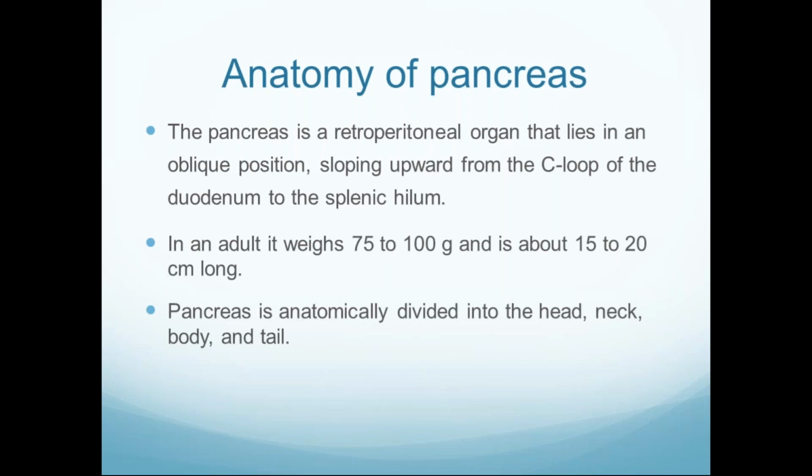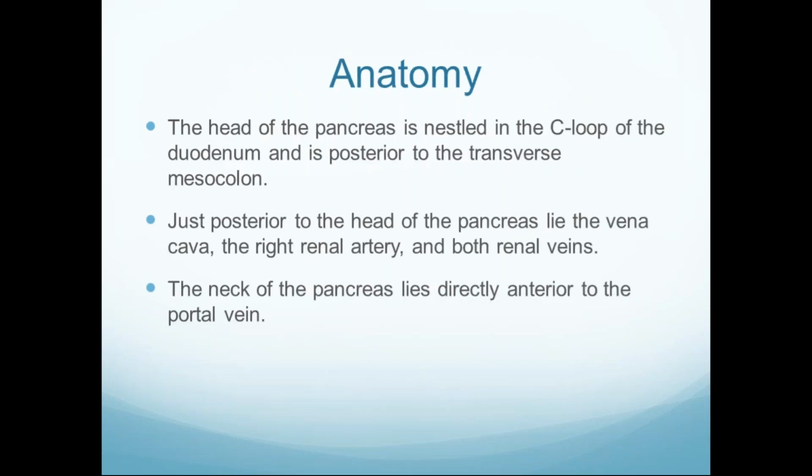For our convenience and for our learning process, we divided the pancreas into head, neck, body, and tail. Generally, the head lies in the C loop of the duodenum, and it is posterior to the transverse mesocolon. Posterior to the head of the pancreas lies the vena cava. While dissecting during surgery, we trace out the inferior vena cava, and right in front of the IVC lies the head of the pancreas. So, this is the landmark for the head of the pancreas.